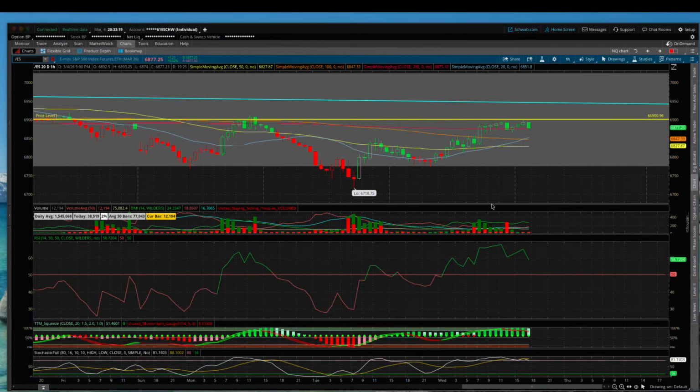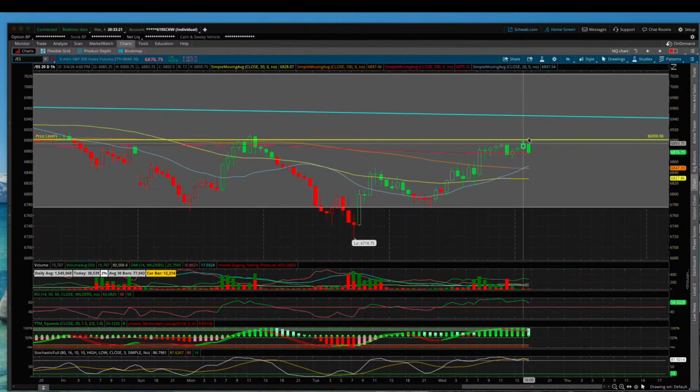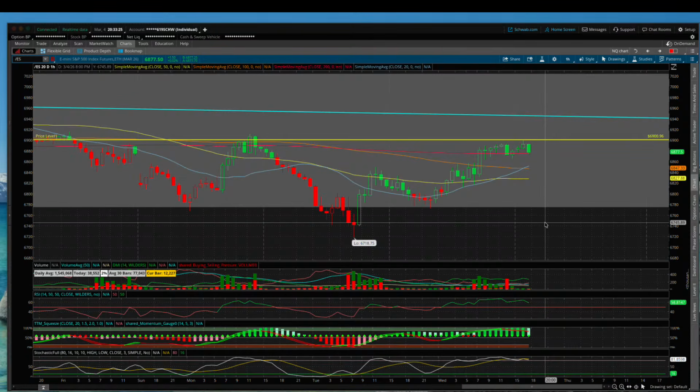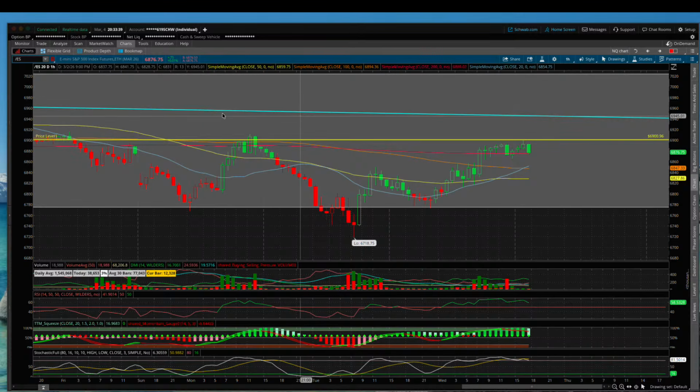Now, is it guaranteed that this inverse head and shoulders is going to happen? No, not at all. But is it possible? Do we have to be aware of it? Yes, we do. That's what makes us traders. We've got to be aware of the patterns that are building that could either take us up or take us down. So we know that 6,900 is resistance.